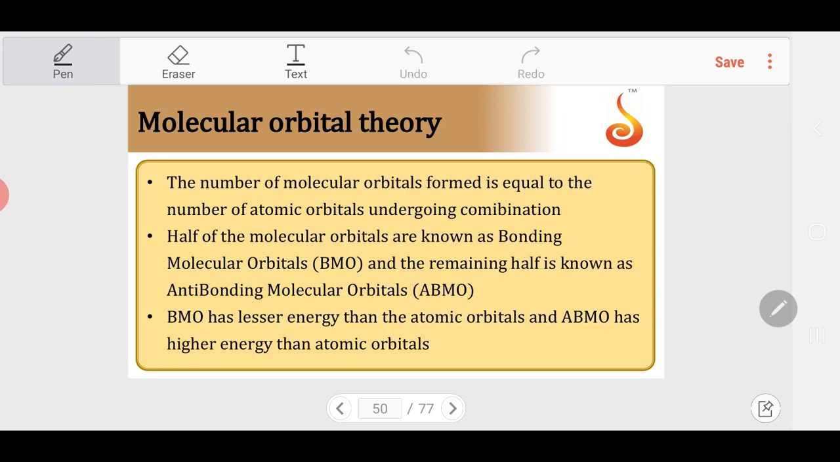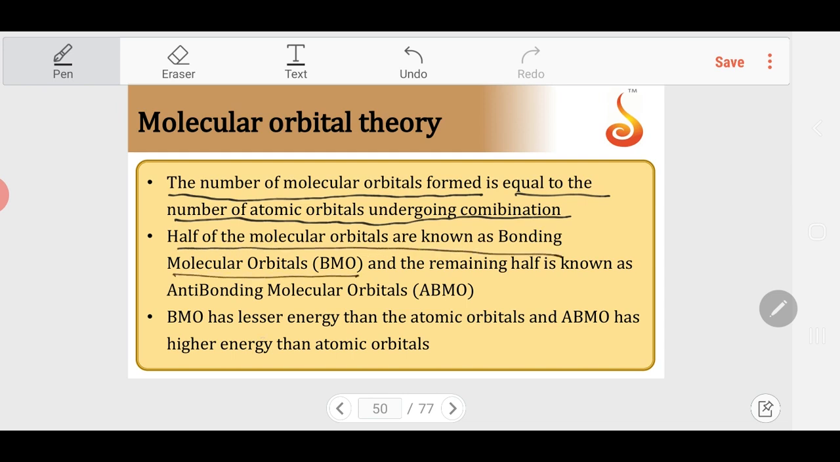When atomic orbitals combine, the number of molecular orbitals formed is always equal to the number of atomic orbitals undergoing combination. Out of the molecular orbitals formed, half are called bonding molecular orbitals, that is BMO, and the remaining half are known as anti-bonding molecular orbitals, called ABMO. In bonding molecular orbitals, the energy is less than the atomic orbitals, which favors bond formation, and anti-bonding molecular orbitals have higher energy than the atomic orbitals, which opposes bond formation.